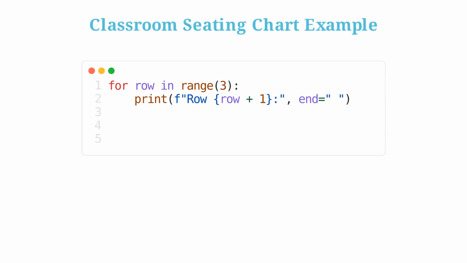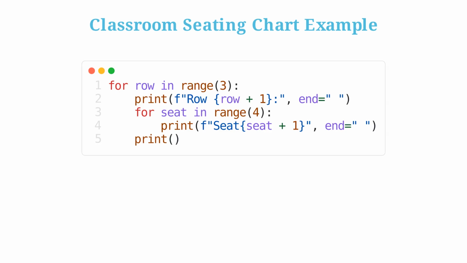Here's our first nested loop in action. We're creating a 3x4 classroom seating chart. See how we have one loop for rows and another loop inside it for seats? The outer loop handles rows, the inner loop handles seats in each row.